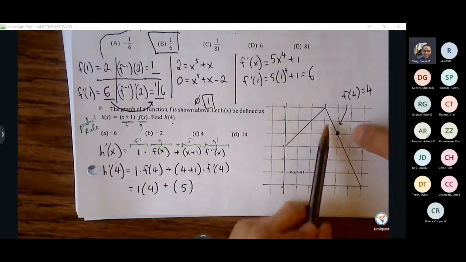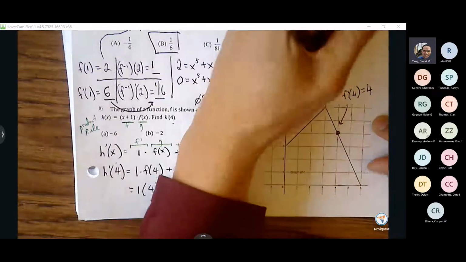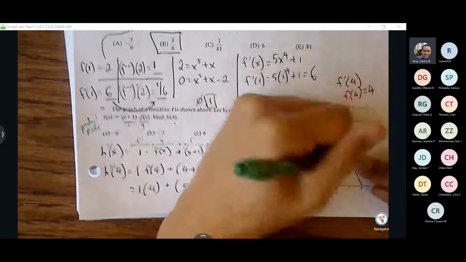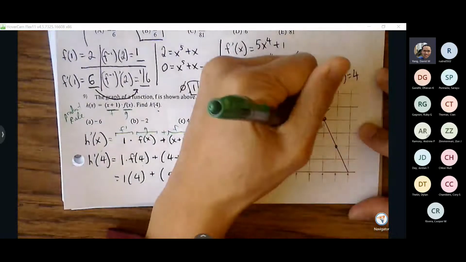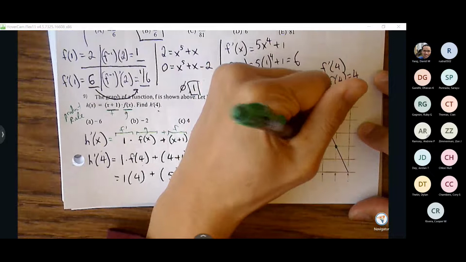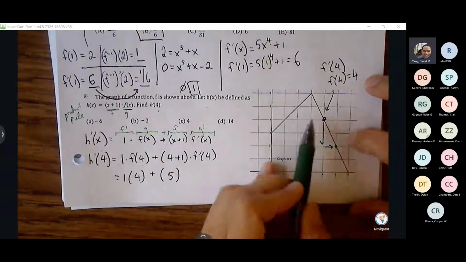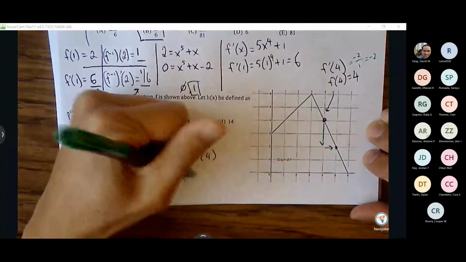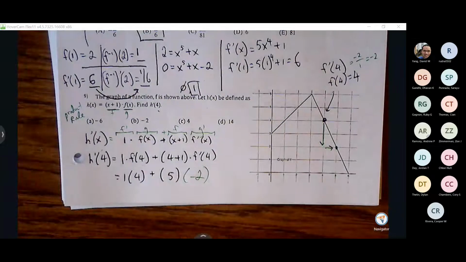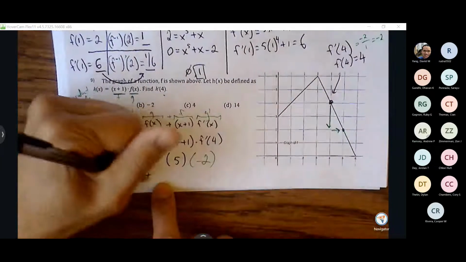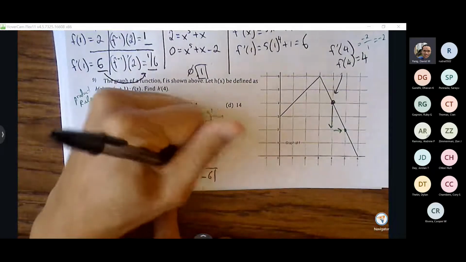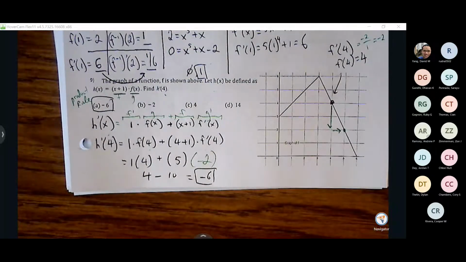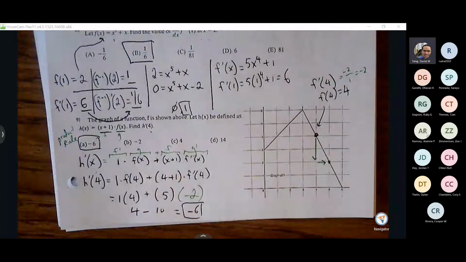f prime of 4 is asking for the slope of this graph at 4. Slope is rise over run, so I'm just going to pick 2 points along this line. It's going to be the same slope anywhere on this line segment. So rise over run, down 2 over 1. That's a slope of -2. So 4 minus 10 is -6. Okay, questions so far?